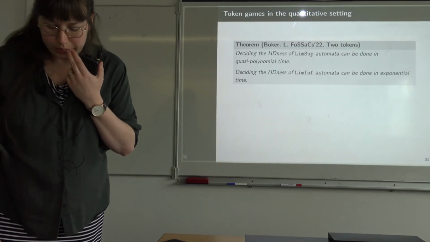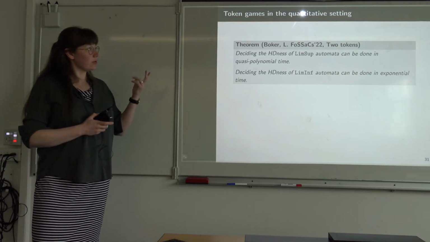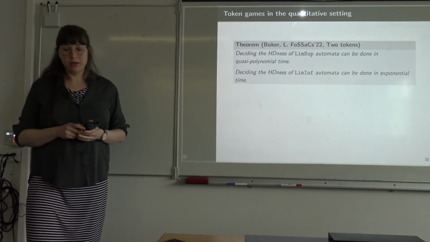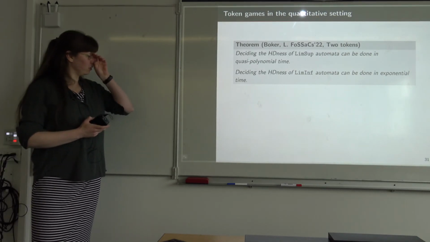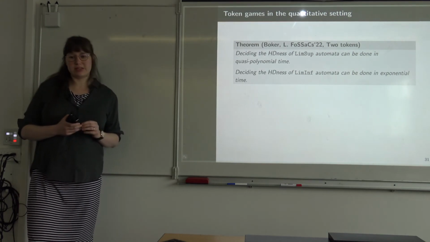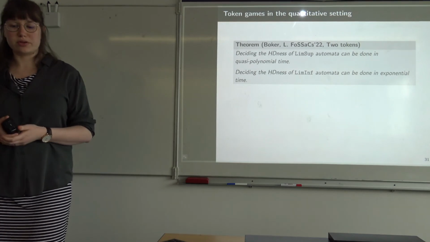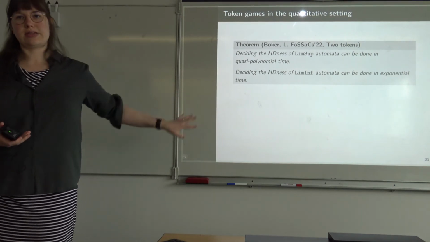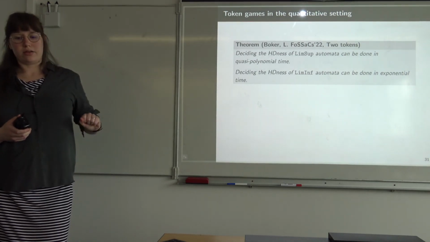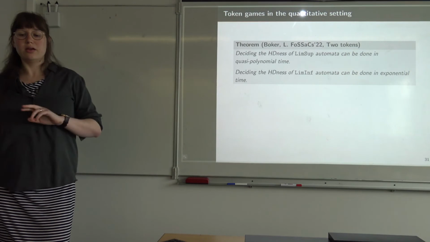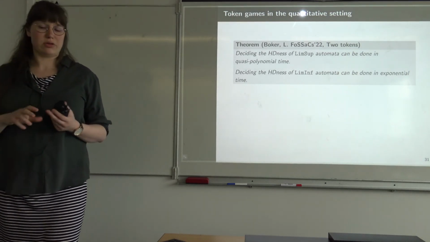So now with Udi Boker, we took this idea and applied it to quantitative automata, and in particular to lim-sup and lim-inf automata, and obtained the following result. Deciding history determinism of lim-sup automata can be done in quasi-polynomial time, and for lim-inf automata it can be done in exponential time. And we use exactly the proof sketch before. The difference in complexity comes from the fact that solving the 2-token game for lim-inf automata is slightly more complicated than for lim-sup automata.